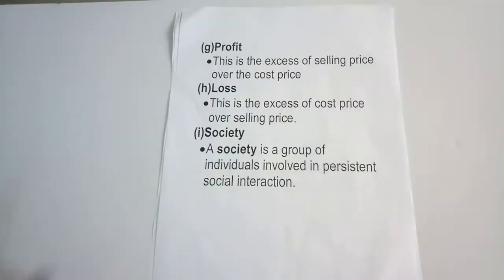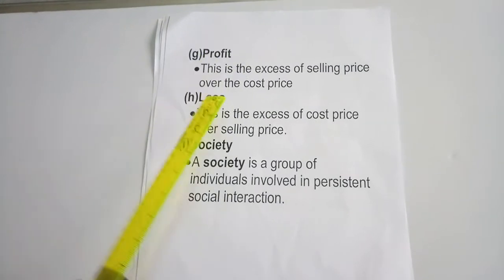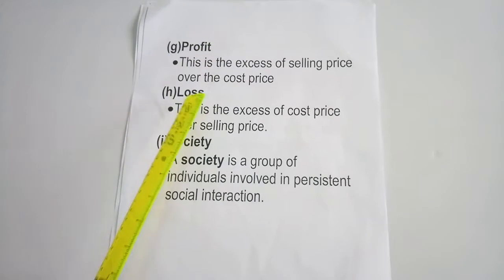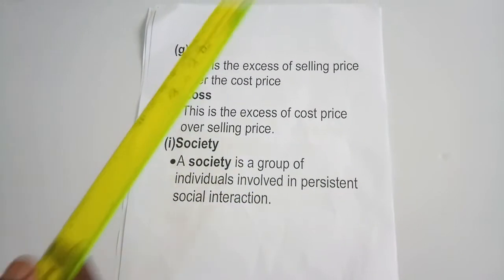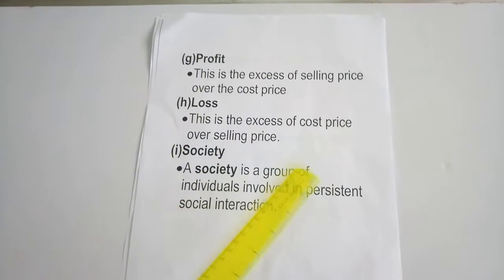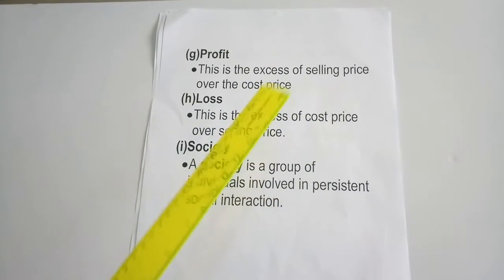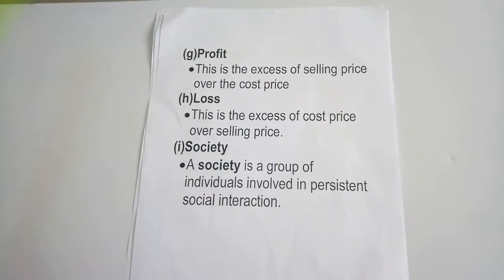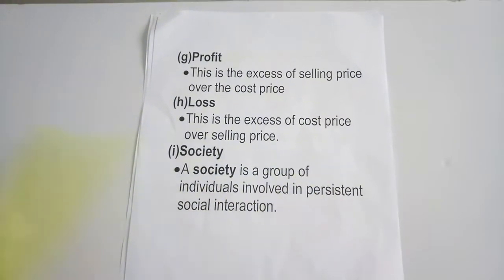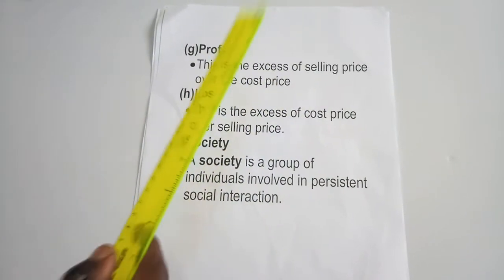So we are about to clear our definition of terms. We go to profit. Now we have profit here, we have loss. They are related because in both of them we compare two things, what we call selling price and cost price. Cost price is basically the price at which you obtain an item, and selling price is the price at which you sell it. Whatever price you sell it at is called what? Selling price. So for both profit and loss, we compare what? Selling price and cost price.